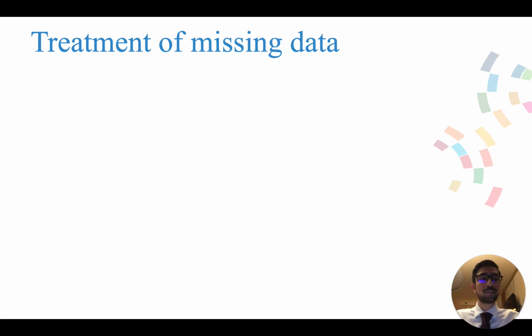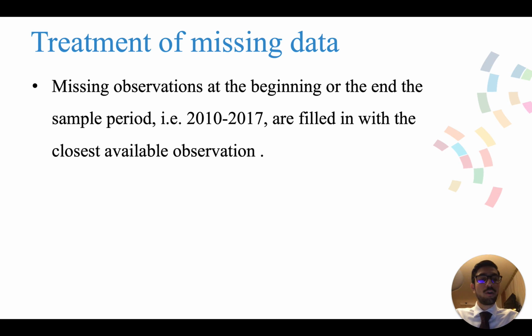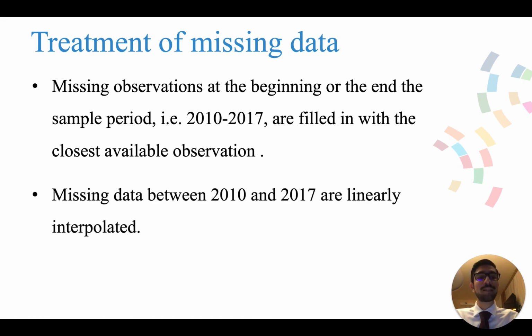Certain indicators included in DigiSRII suffer from missing data. This is for two main reasons: data not being reported annually and data not being reported for certain economies. For data not being reported annually, missing observations at the beginning or end of the sample period are filled in with the closest available observation, while missing data for periods between 2010 and 2017 are linearly interpolated. For bilateral data not reported by certain economies, mirror data is used to fill in missing observations.